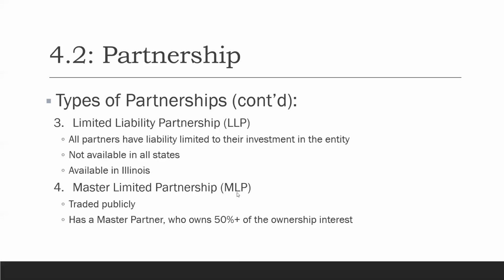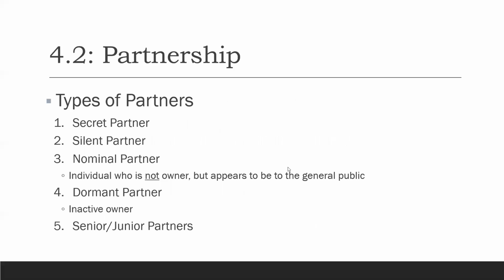And then there's also something called an MLP, a master limited partnership. Those are traded publicly, and involved in that is a master partner who owns 50% or more of the ownership interest. So, different types of partnerships.